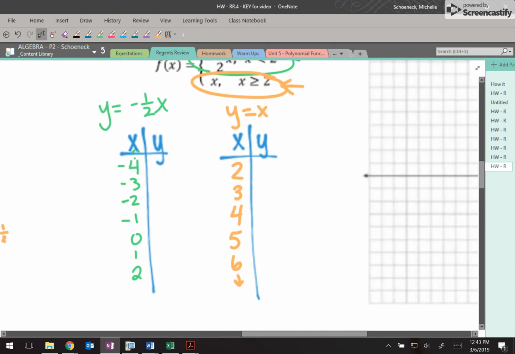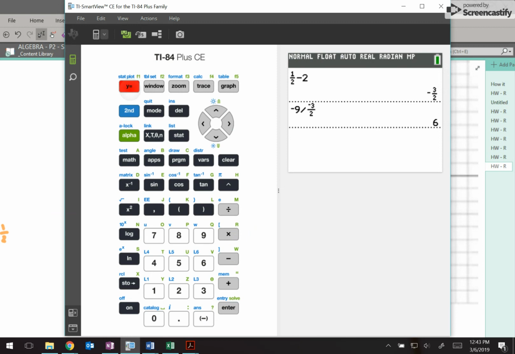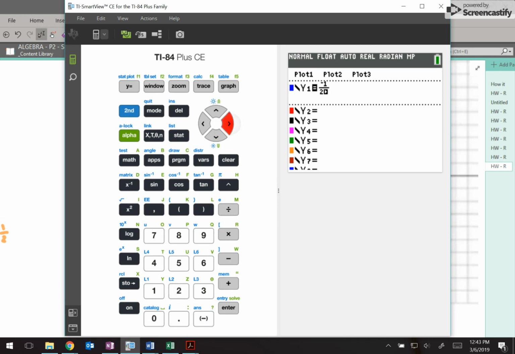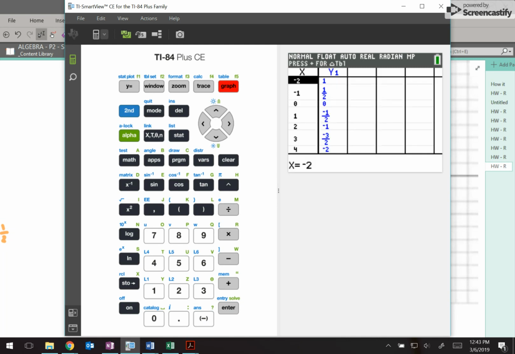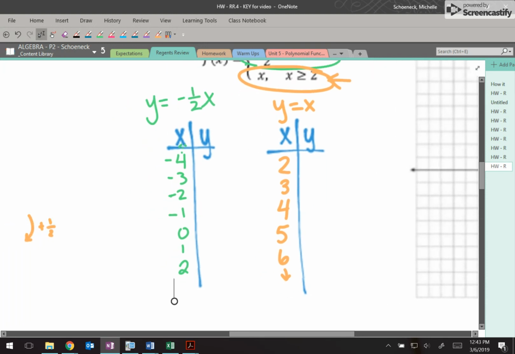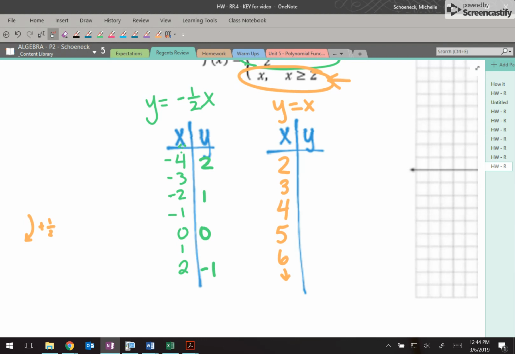So now let's go into our calculator. And we're going into y equals. Alpha y equals negative 1 over 2 x. And let's look at the table. We want to start at 2. So my first one is negative 1, and then I'm just going to do my whole number values. So negative 1, 0, 1, and then our next one is actually 2.